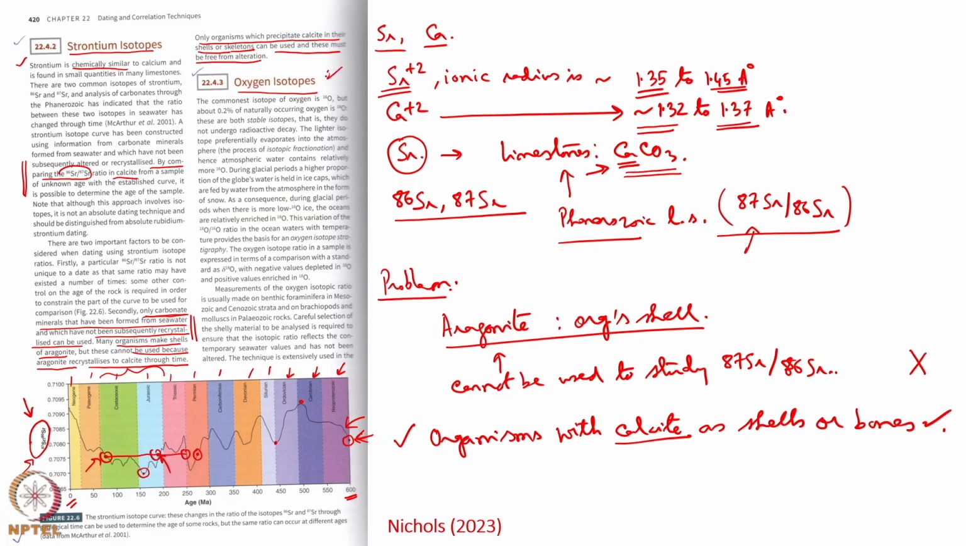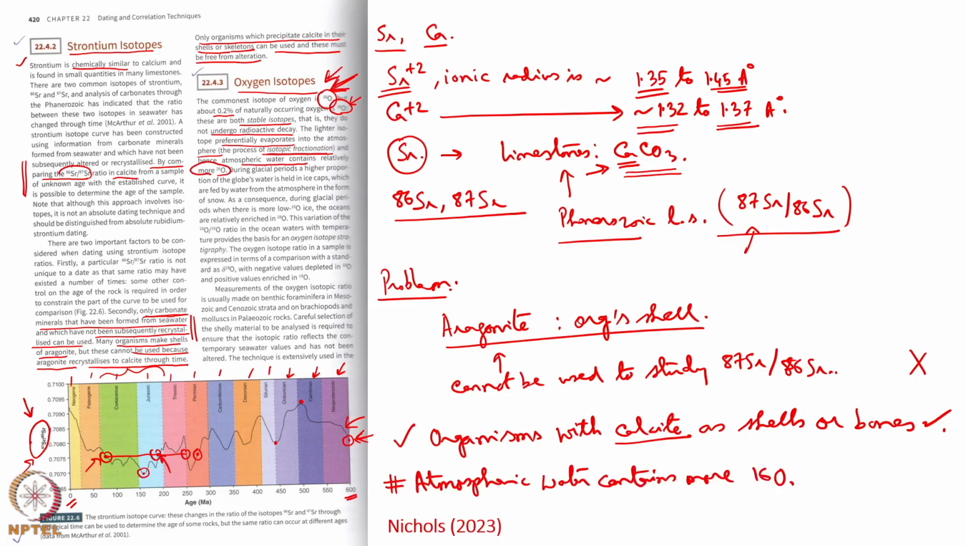Let us look at the oxygen isotopes. The commonest isotope of oxygen is 16O, but about 0.2% of naturally occurring oxygen is 18O, the heavy oxygen, and both of them are stable isotopes. They do not undergo radioactive decay. Interestingly, 16O, the lighter isotope, preferentially evaporates into the atmosphere. The process is called isotopic fractionation. This means when water is evaporated, preferentially 16O is released as vapor. Atmospheric water contains more 16O.